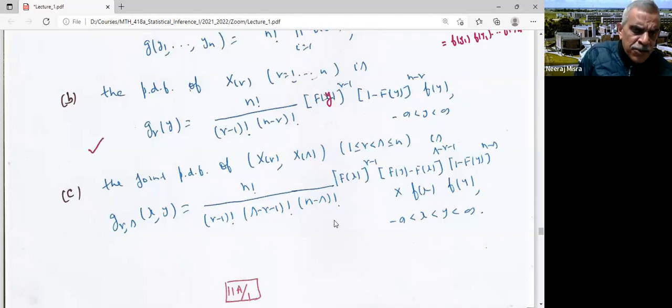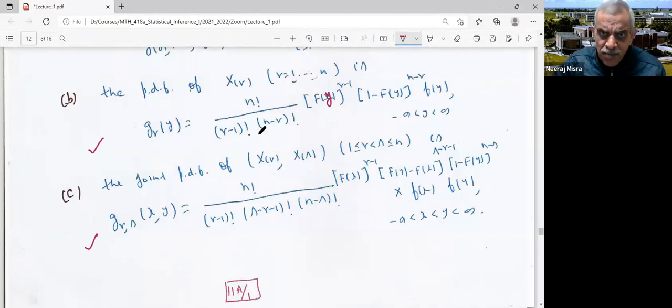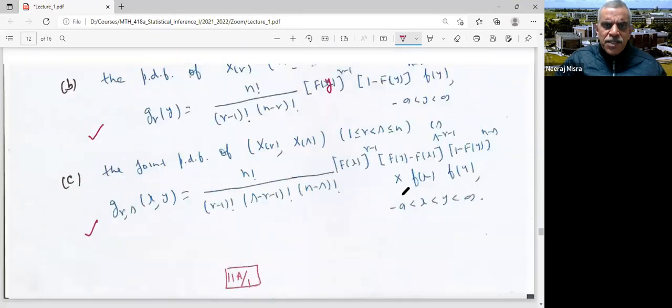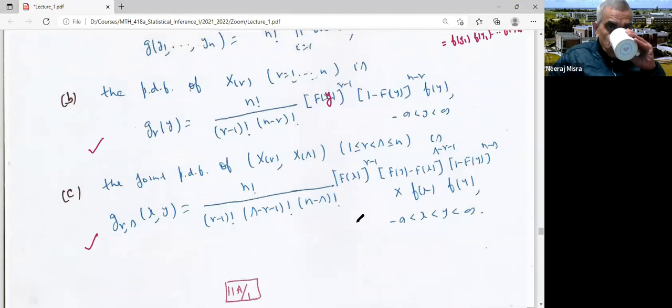Note that if you didn't have a random sample, that means if the Xi's were not identically distributed, this expression would be slightly complicated. It would be a sum of betas with Fi's coming over here. But in the case of a random sample, the PDFs of X_R and X_S are available in a very nice compact form. So this was about the joint PDF of the Rth and Sth order statistics.